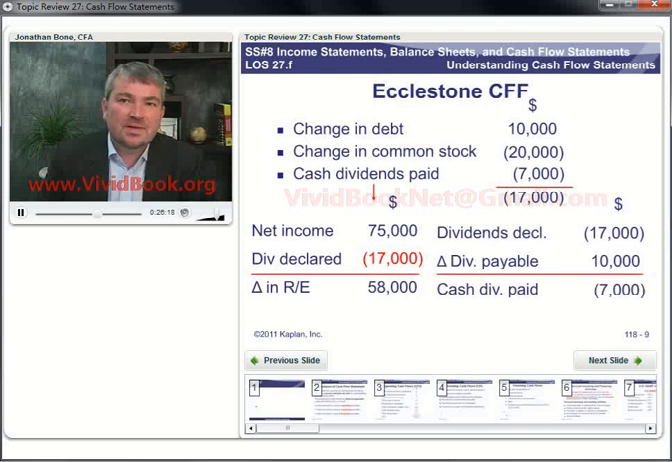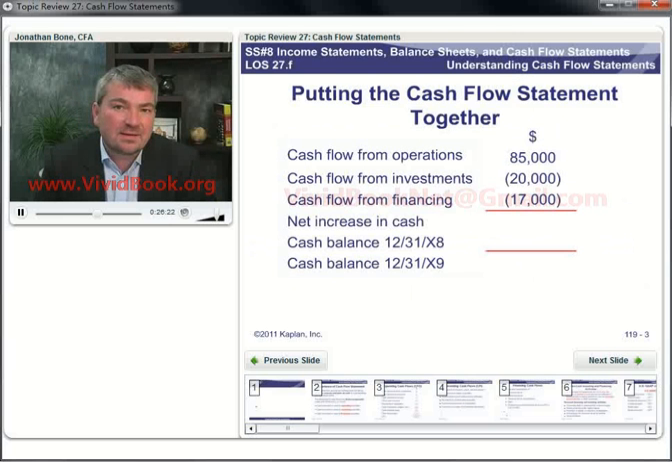Now let's put this all together. Our CFO was 85,000, our CFI was 20,000, and our CFF is 17,000. Now that therefore allows us to look at the increase in cash by adding them together. So 80 less 20 less 17 gives us a change in cash of 48. Now we should be able to prove this by looking at our balance sheet cash figures.